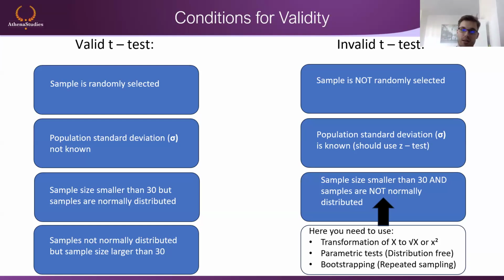Now, a t-test is not valid if your sample is not randomly selected, or if your population standard deviation is known, then in that case you use a z-test. Or if your sample size is smaller than 30 and your samples are not normally distributed. What do you do in that case? There's a couple of things that we can do. We can do some transformation. We can do some parametric test. We can do some bootstrapping.